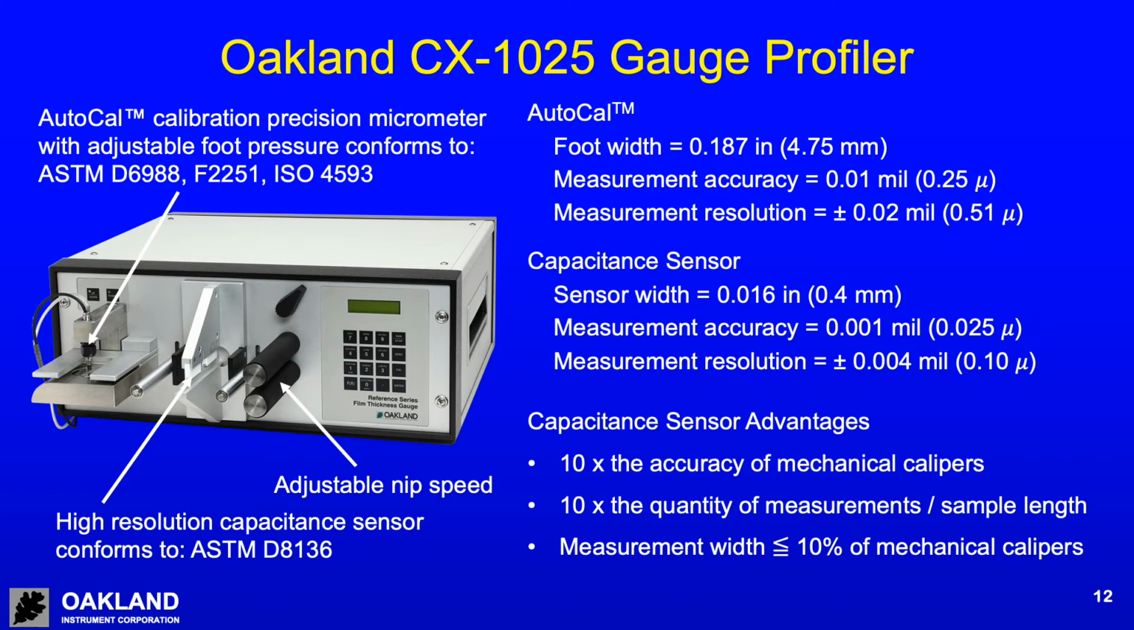The nip speed is adjustable, maximum about 12 inches a minute, 300 millimeters per minute. I set it for 250, 10 inches per minute. And that's the new ASTM test method, which refers to capacitance type gauge profiling. A couple of things to notice. When you use a capacitance sensor, you're going to get 10 times the accuracy of a mechanical caliper, a high-end mechanical caliper. You're going to get 10 times the quantity of measurements. Well, I'll show you that in a second. And the measurement width is much narrower, typically about 10% of mechanical calipers. Essentially, it's the width of a bread knife, 0.4 millimeters.